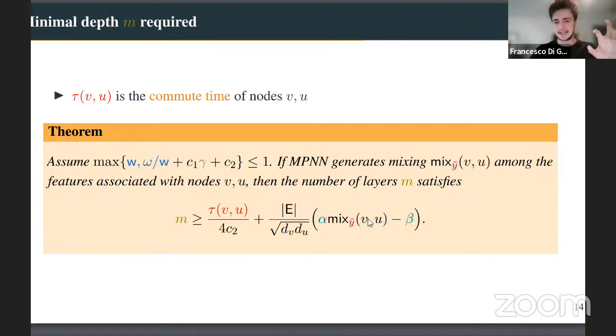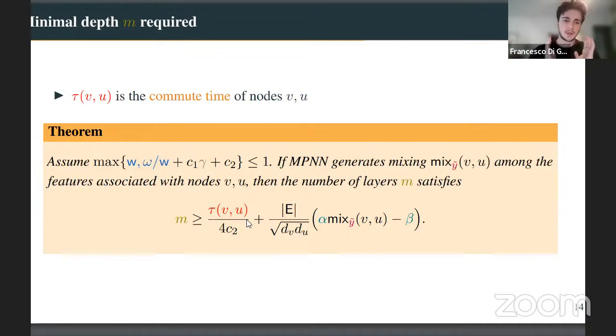And so what we show is that if we take two nodes V and U, then a necessary condition for an MPNN to generate mixing between V and U as given here is that the number of layers has to grow with the mixing, of course, and these constants alpha and beta can be found in the paper. For simplicity here, I'm not writing them down. But more interestingly, the number of layers has to grow with the commute time between V and U. So remember, the commute time is a distance on the graph that measures the expected number of steps for a random walk to start at V, go to U, and then come back to V.